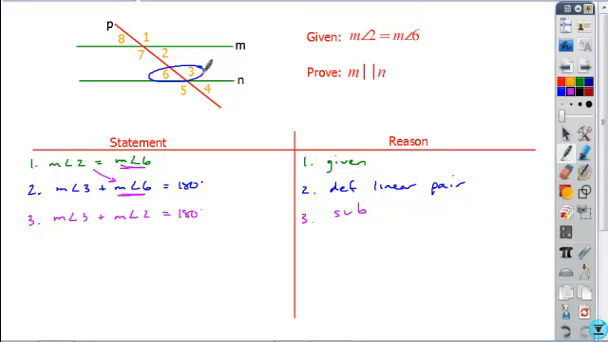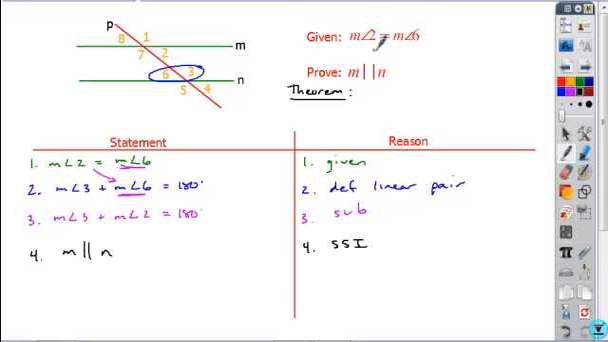And so now what can we say about our two lines here? M and N are parallel, and the reason is what? SSI. We have same side interior angles 2 and 3 are now supplementary, therefore the lines have to be parallel to each other.